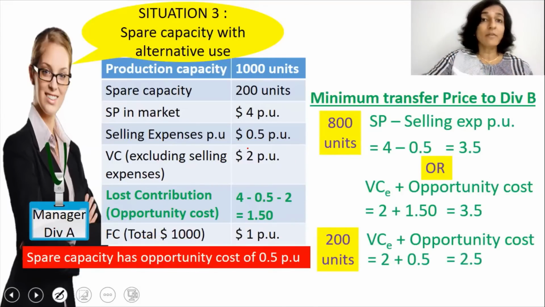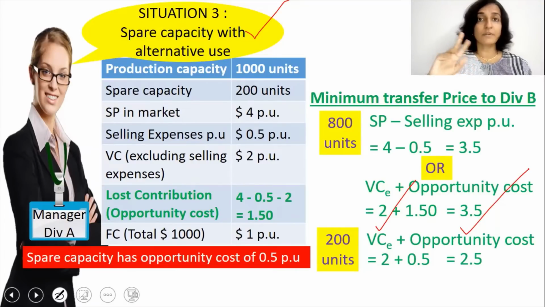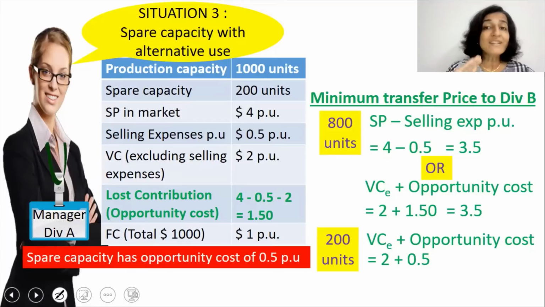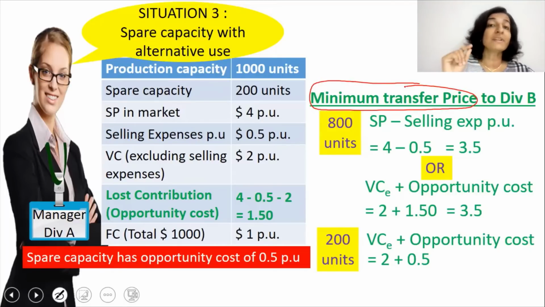So whenever you have a spare capacity with alternative use, you adopt the very same formula. It's variable cost excluding selling expenses plus the opportunity cost. Opportunity cost will definitely be given in the question for that alternative use. Now, what we just calculated is the minimum transfer price of the selling division. Now we will go to the buying division, that is division B, and calculate what is the maximum transfer price that they will accept.